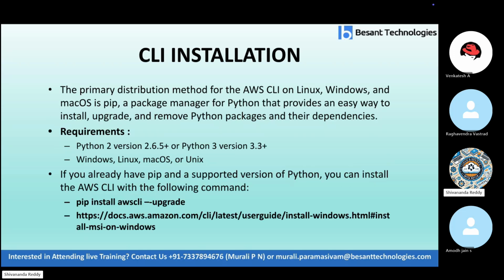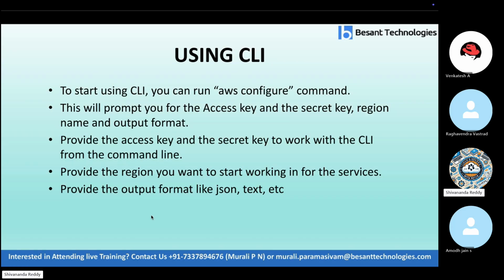CLI installation. How to install the CLI? The primary distribution method of AWS CLI in Linux, Windows, and macOS is the pip module, a package manager for Python that provides an easy way to install, upgrade, and remove Python packages and their dependencies. The requirement is that Python 2 or Python 3 should be installed. If you already have a pip supported version of Python, you can install the AWS CLI with the following command. We can use this method to install the CLI. I'll share the commands with you guys so that we can work on this.